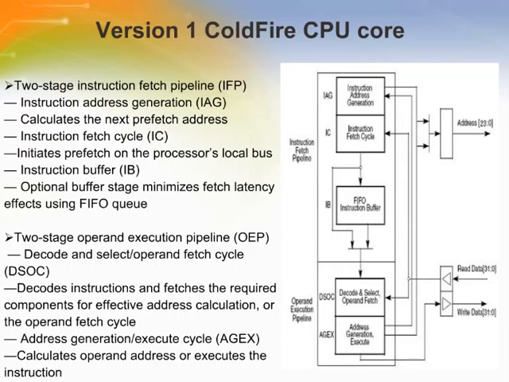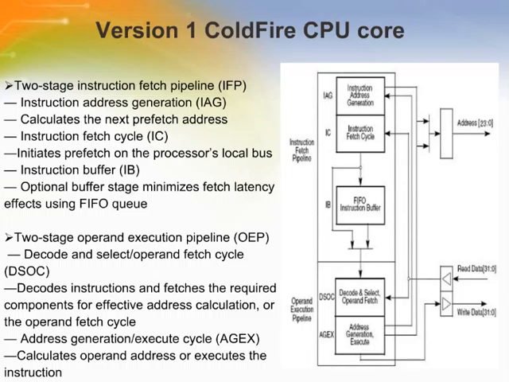The version 1 ColdFire core is comprised of 2 separate pipelines decoupled by an instruction buffer. The instruction fetch pipeline, IFP, is a 2-stage pipeline for pre-fetching instructions. The pre-fetched instruction stream is then gated into the 2-stage operand execution pipeline, OEP, that decodes the instruction, fetches the required operands, and then executes the required function.